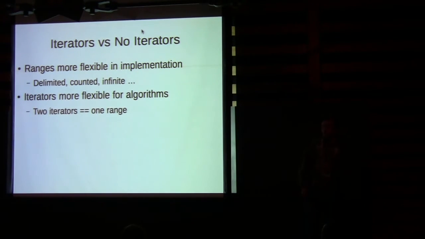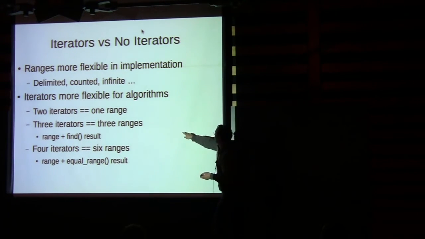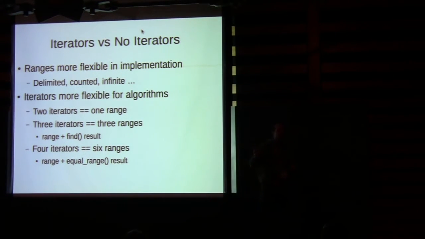Iterators are more flexible for algorithms. So if you have two iterators, that's a range. If you have three iterators, that's three ranges. From the first to the last, from the first to the middle, from the middle to the last. Range plus the result of find. Right? And an iterator and a count is also a range. Yes.